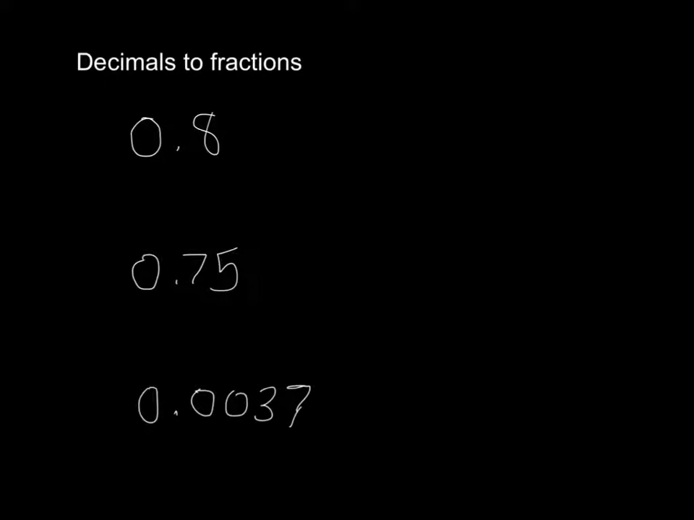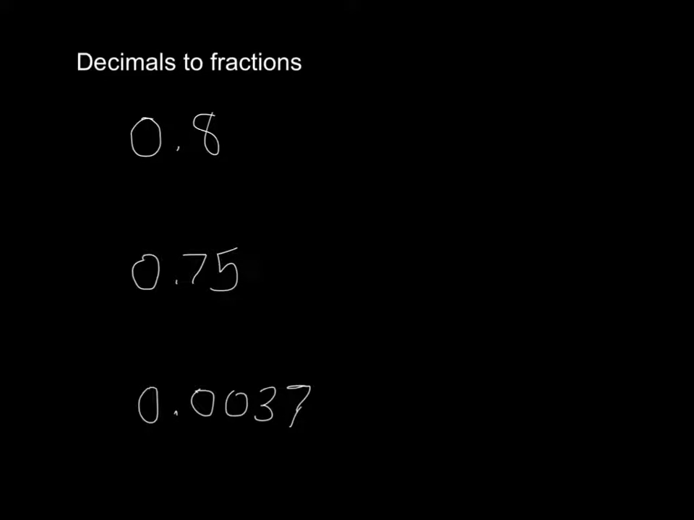Okay, now let's talk about decimals to fractions. To convert decimals to fractions, remember the first place value is the tenths. The second place value is the hundredths. The third place value would be the thousandths. The fourth place value would be the ten-thousandths.